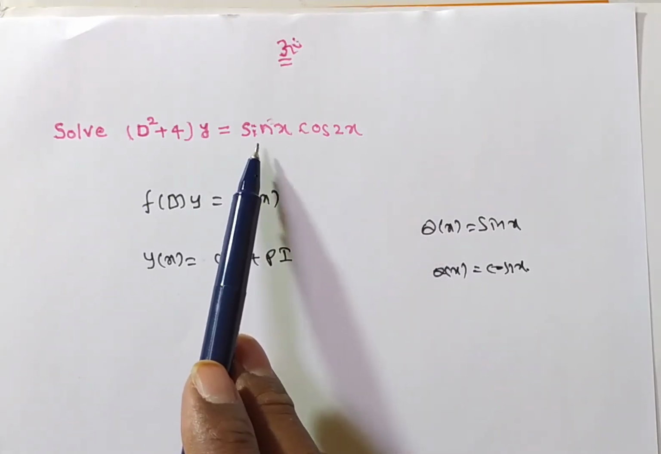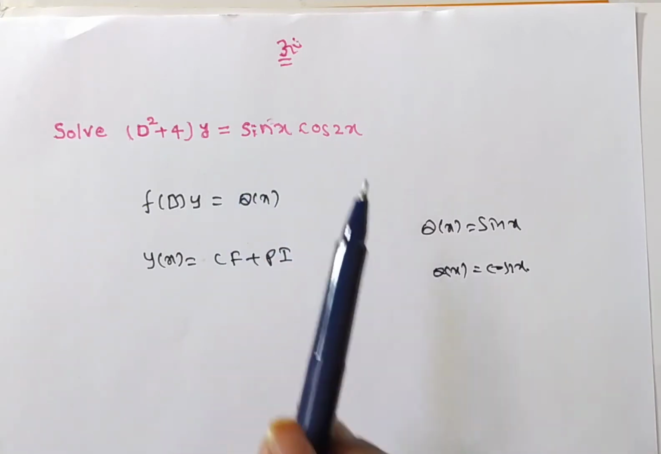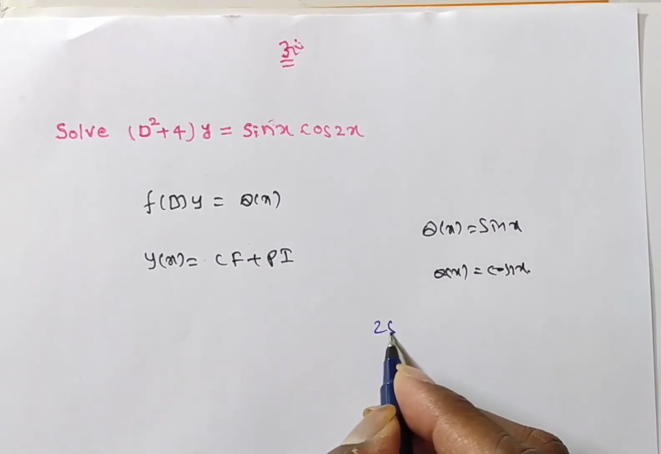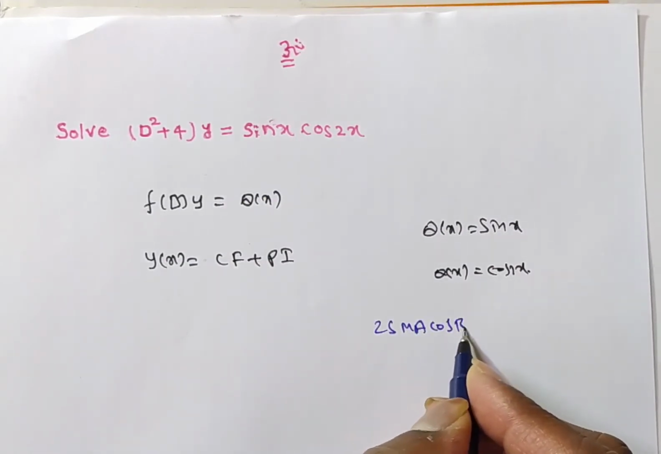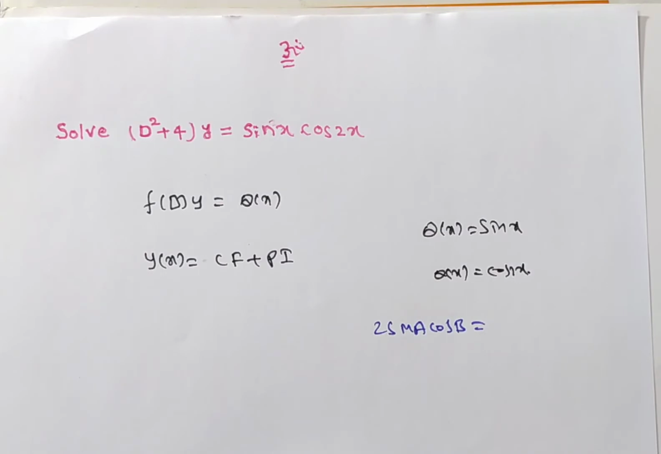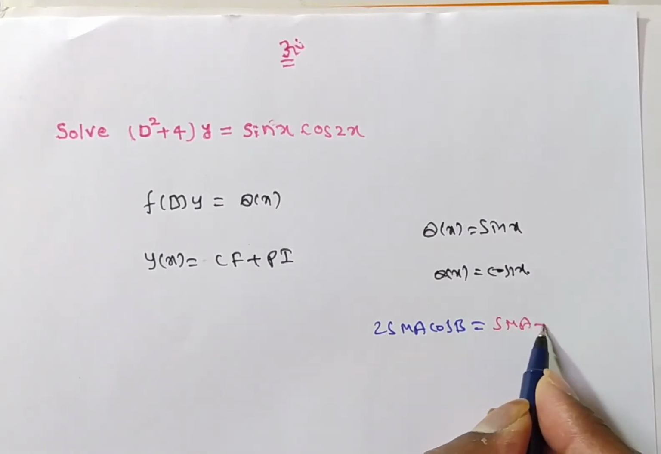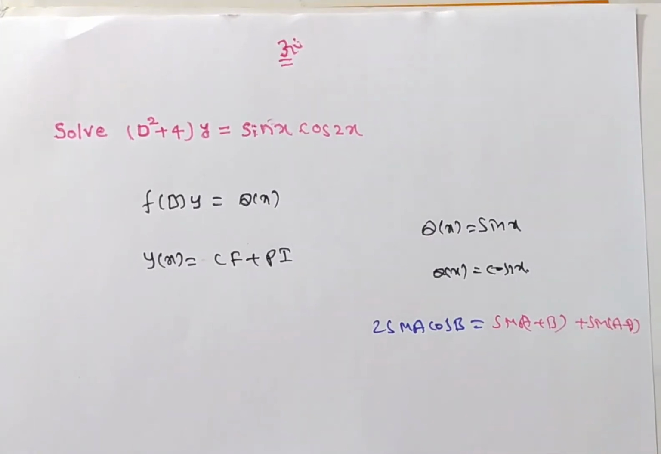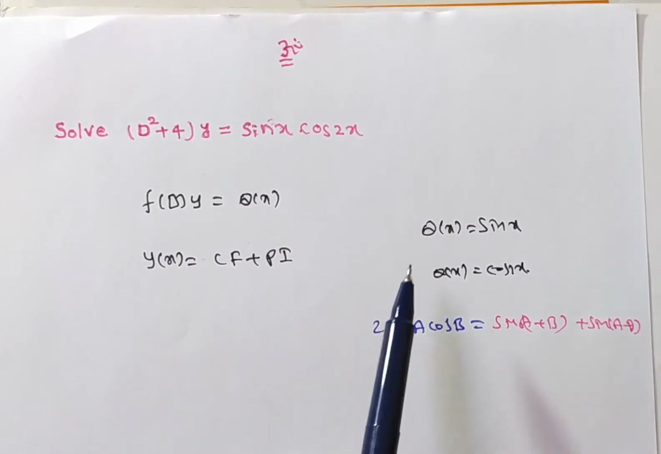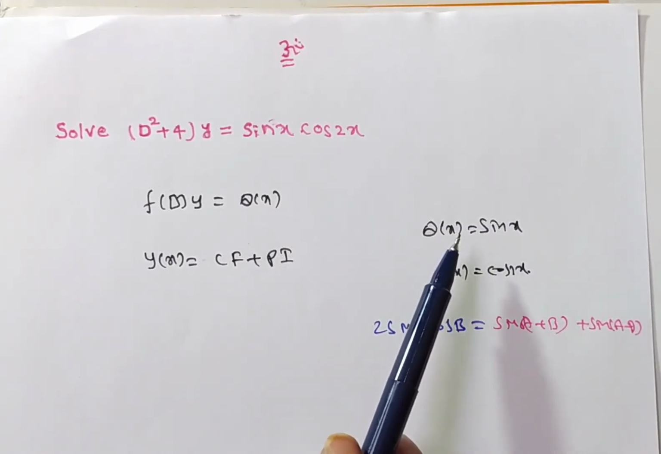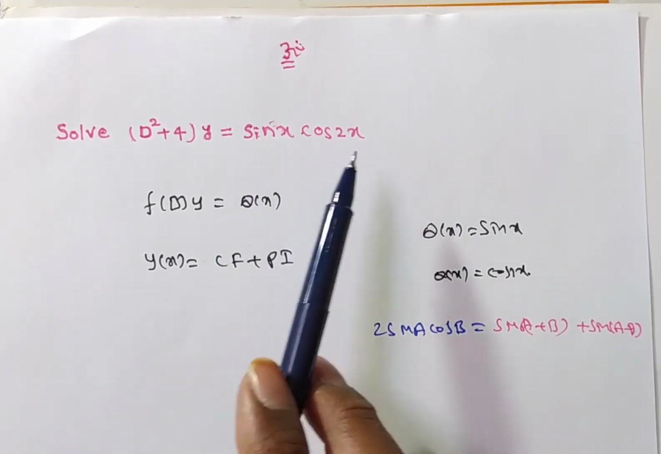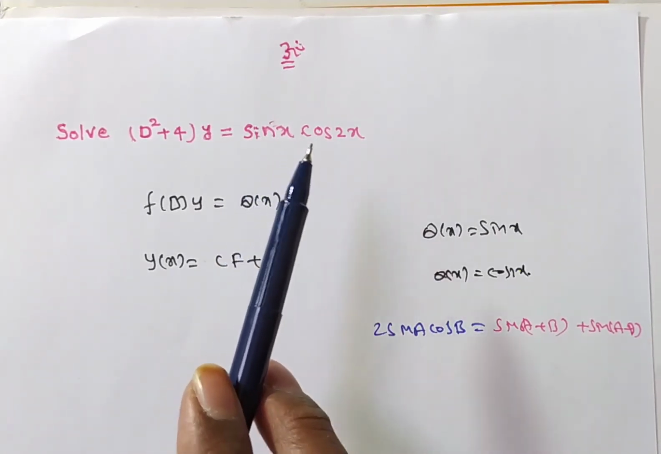You see, this is in the form of sin a cos b. So we have a formula: 2 sin a cos b is equal to sin(a + b) plus sin(a − b). So you can use this formula, right? Why we are using this formula means we can do the particular integral for sin x or cos x, not sin²x or cos²x, or sin x cos x.